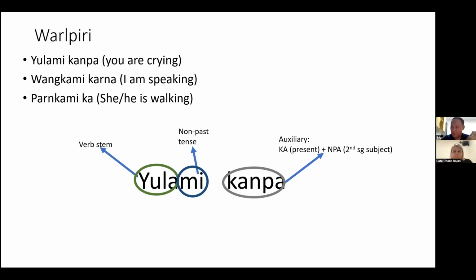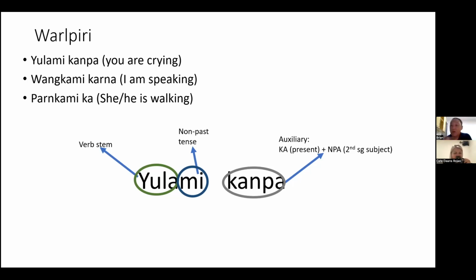You have a verb and the auxiliary. So this is where the auxiliary system comes in. You have to remember that the word order is free, but when there's only a verb in a sentence, whatever comes after the verb is the auxiliary. So yulami is to cry, present tense. The language has in fact two main tenses; it differs from language to language. So yulami means to cry, but non-past: I am crying or I will cry.